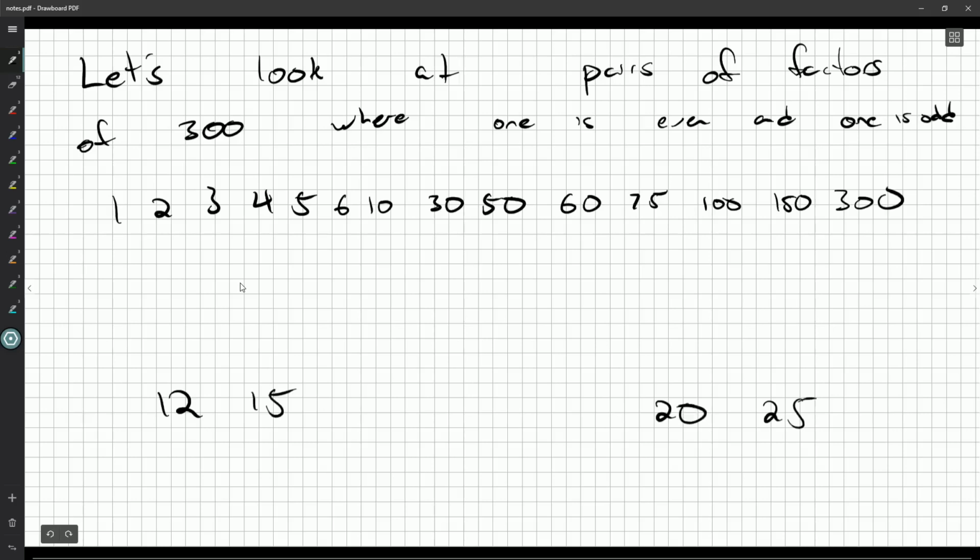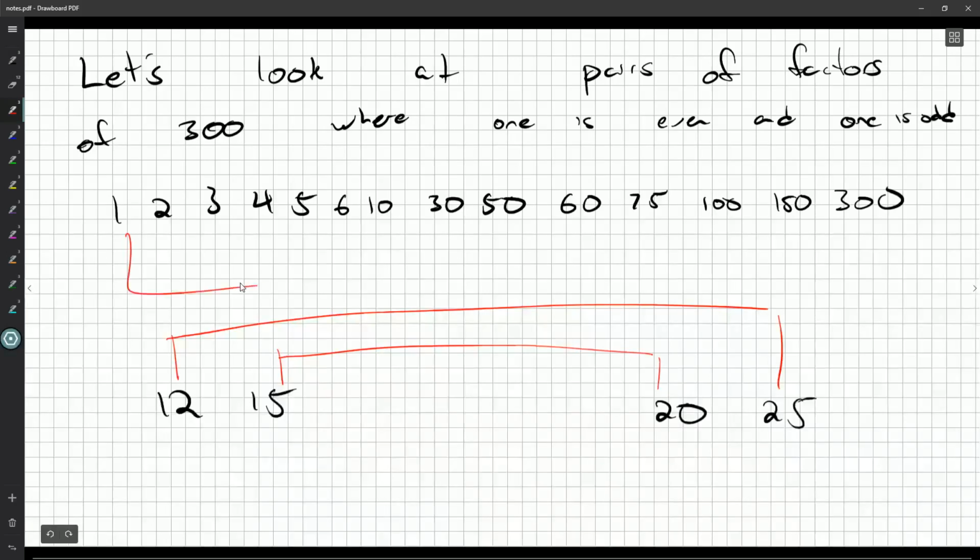15 and 20. Can't do 16 because we couldn't do 8. 17, obviously not. 18 is too much. 18 squared is 324. Alright, so let's look at these. That's an even and odd pair. That's an even and odd pair. So is this one. 2 and 150 are not.